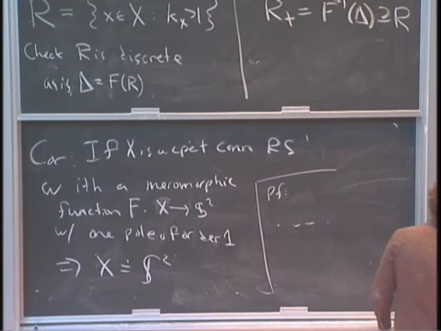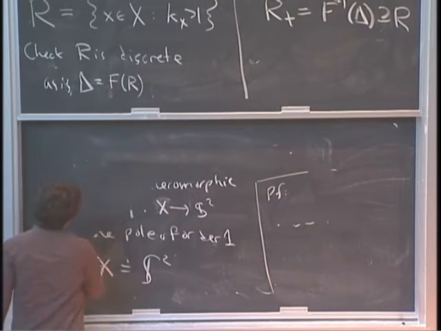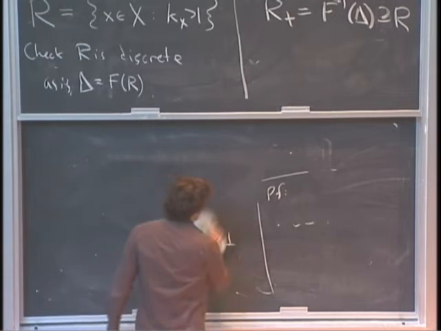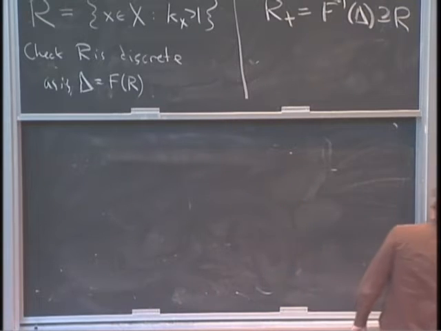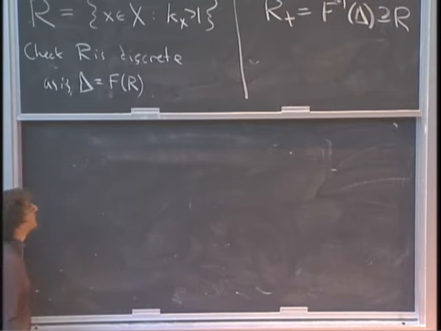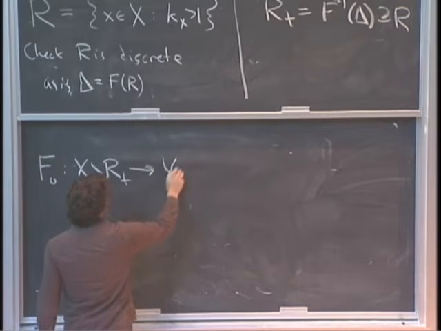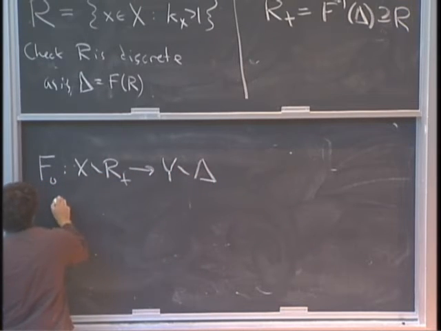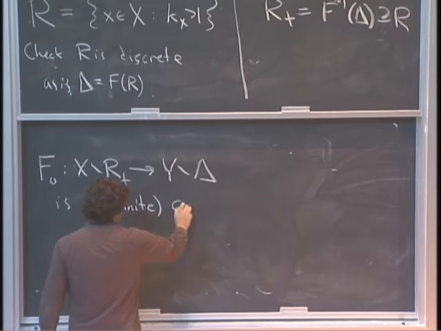Okay, so the point of all of this is that because when we remove these points R plus, everything is a local diffeomorphism, or a local homeomorphism, and because we're proper, the preimage of any point will be finite, as we observed over here. So if we look at the map F0, which takes X minus R plus to Y minus delta, you should observe that this is, given our assumptions, a finite cover. Okay?